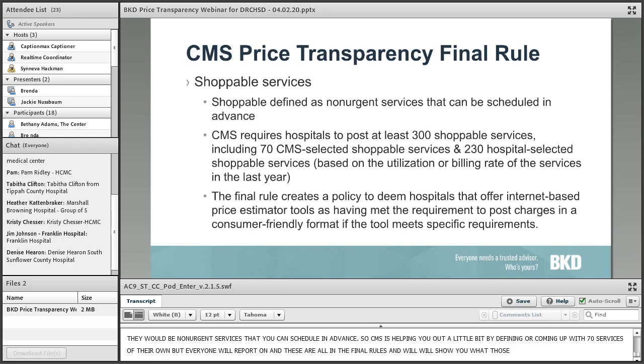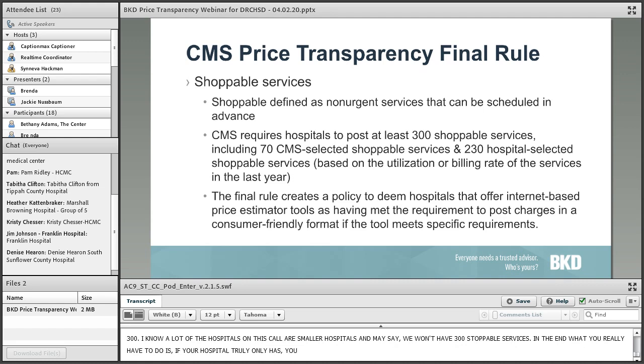So CMS has helped you out a little bit by coming up with 70 services of their own that everyone will report on. These are all in the final rule, and Brenda's going to show you what those are. But everyone will have 70. Now, if the hospital doesn't have all 70, you don't have to, you would report fewer than that. But then what you have to do is come up with a total of 300 shoppable services. So if you don't have all 70 of the CMS selected services, you then have to make up additional services to come up to a total of 300.